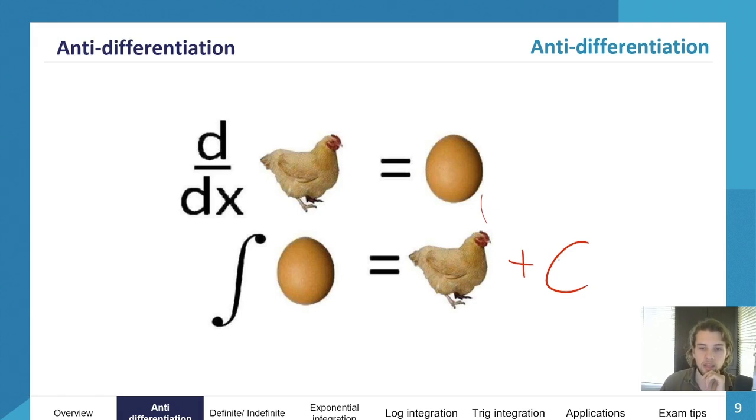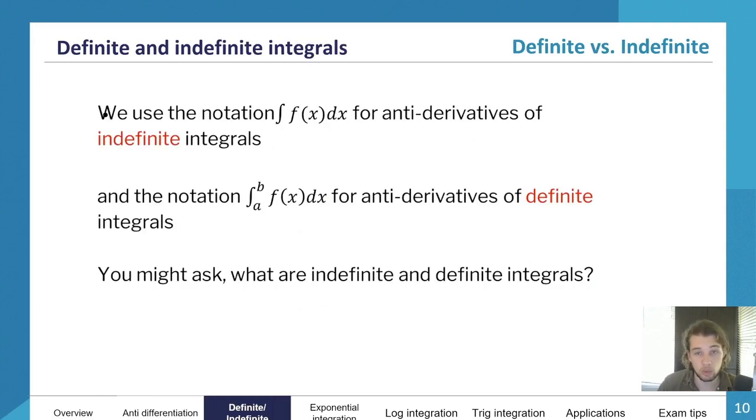Which is basically saying if you differentiate the chicken, and there's also a constant next to the chicken, it's an interesting metaphor, then when you differentiate that, this constant will disappear, which means that when you anti-differentiate, you have to add the constant again, but you don't know what it is, so you just put plus c, the common constant value. So we'll look at that soon.